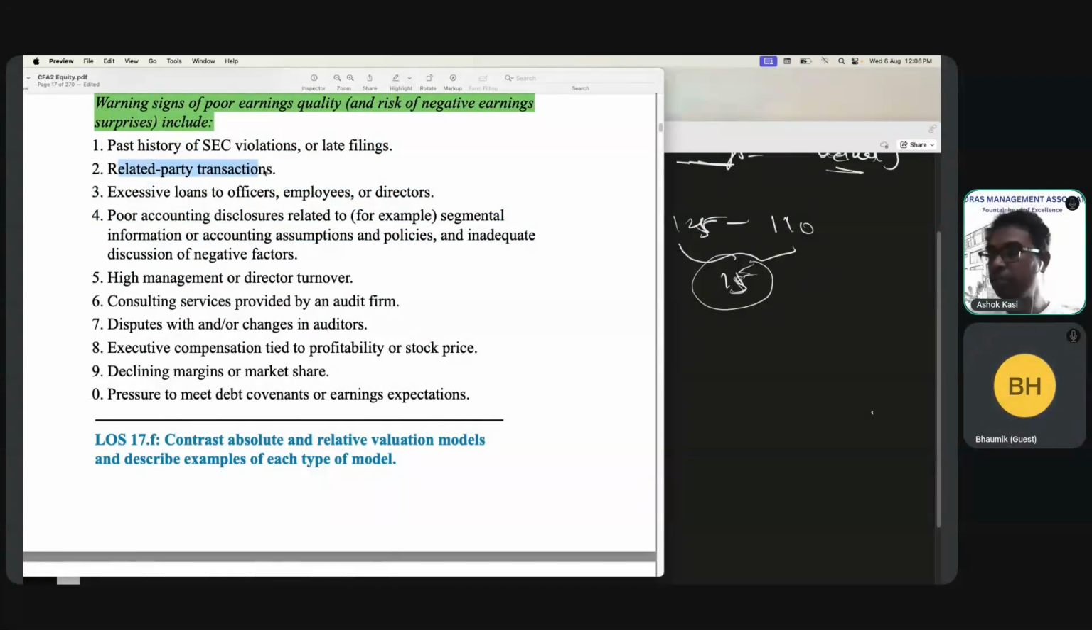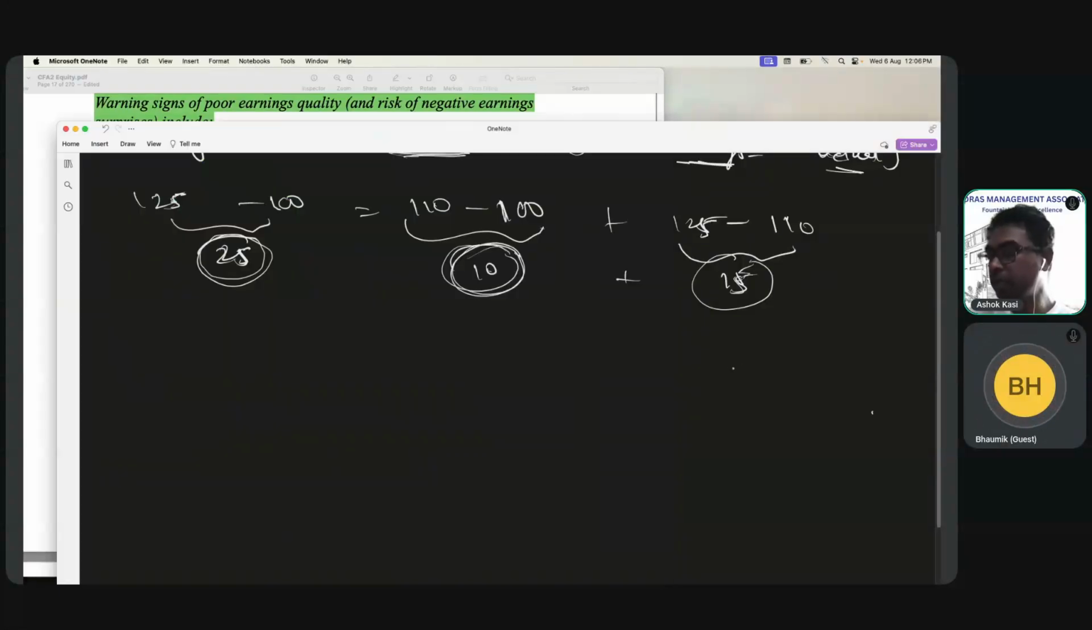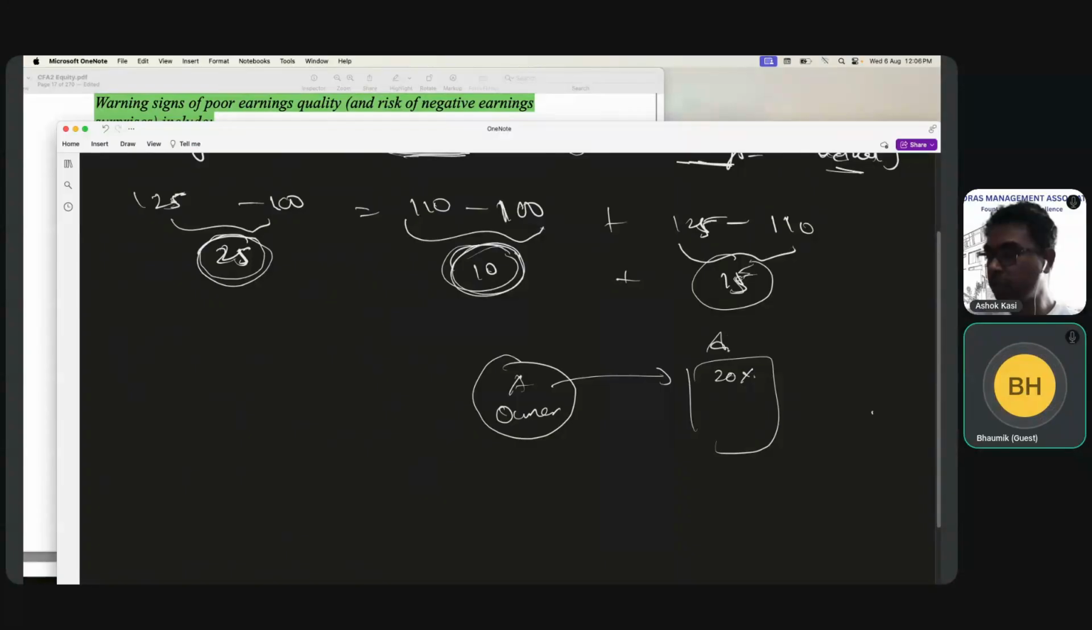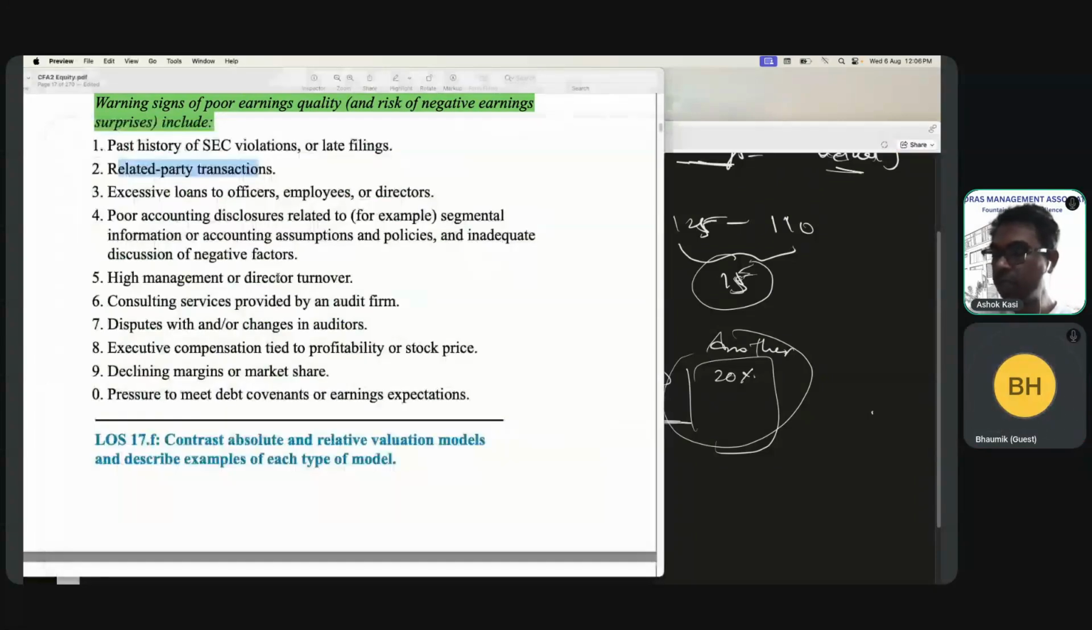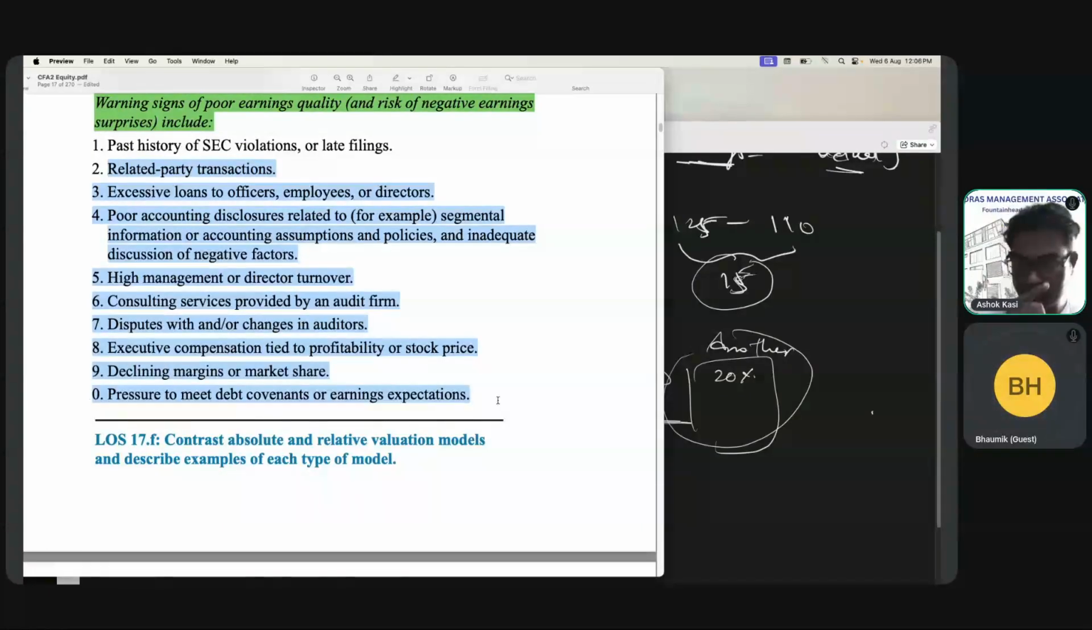Related party transactions they will do. Related means you are a board member of one company, and you are running another company of your own. So there can be related party transactions. You are the owner of one company, and you are holding 20% shares of another company. Now there can be some influence between your company and another company, and because of influence, you can show some fake sales. So that is all related party transactions. Just go through this, see if you want explanation on anything.